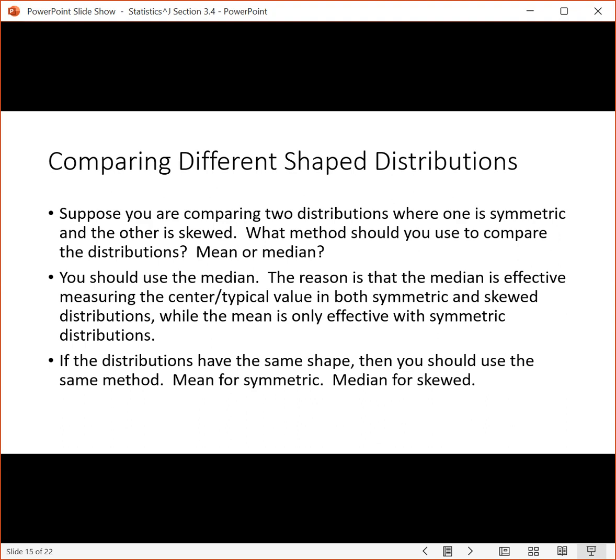Also, if the distributions have the same shape, then you do want to use the same method for both. So if it's symmetric, you want to use the mean for both, and if it's skewed, you want to use the median for both.